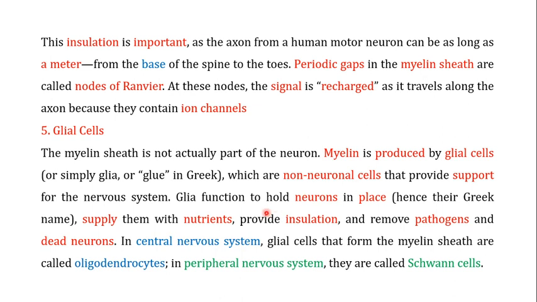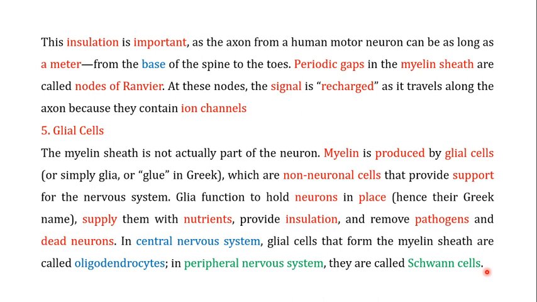Now, if you talk about the functions of the glia, the glia function to hold the neuron in place. Hence, their Greek name, glue, is used for them. So, one of the important functions of the glia is to hold the neuron in place. The glial cells provide nutrients to the neurons. They provide insulation in the form of the myelin sheath, and they are also responsible for removing pathogens and dead neurons. Now, in the central nervous system, the glial cells that form the myelin sheath are called oligodendrocytes. In the peripheral nervous system, they are called Schwann cells.